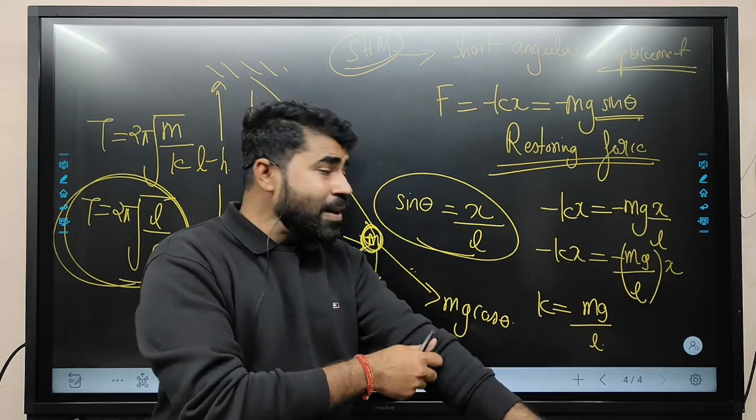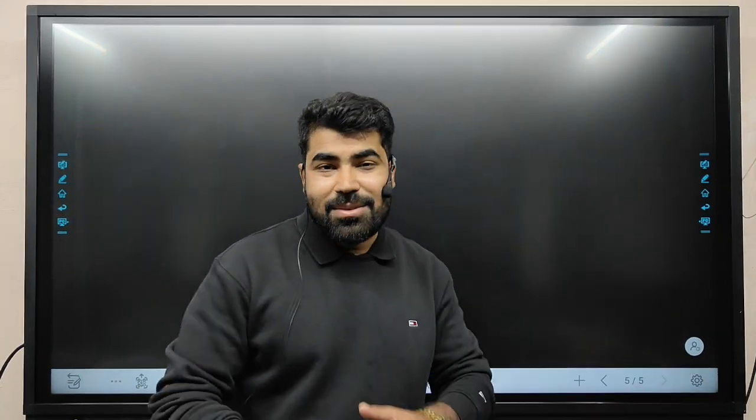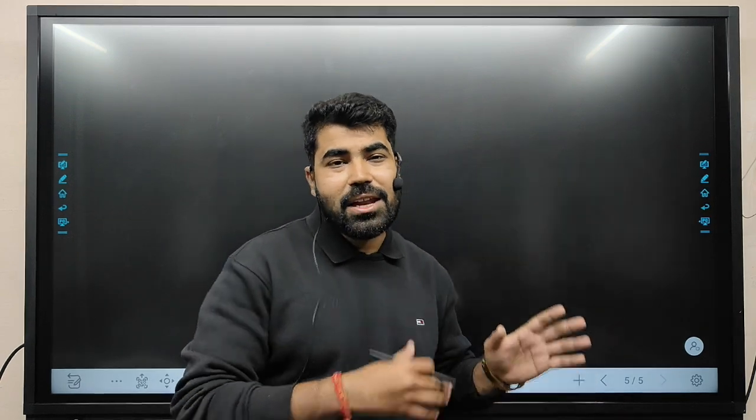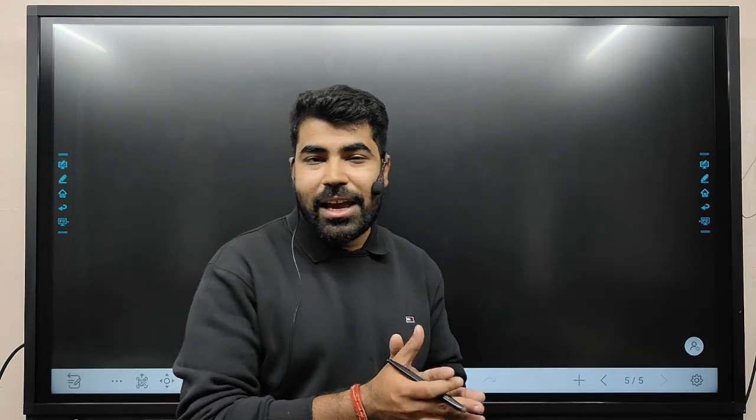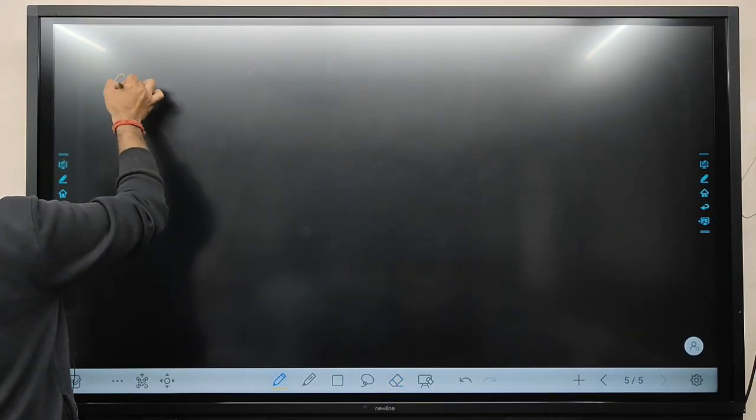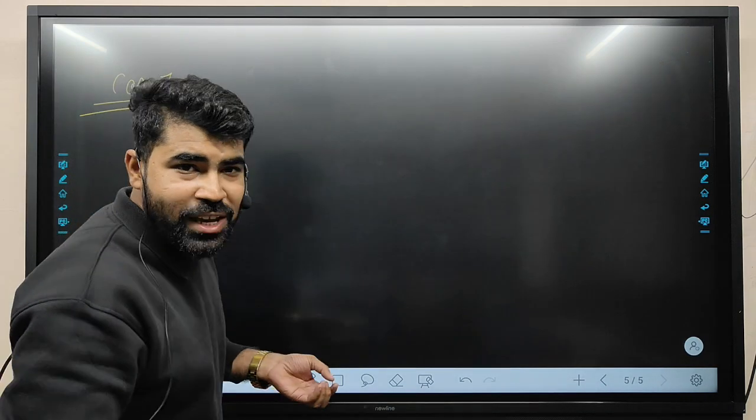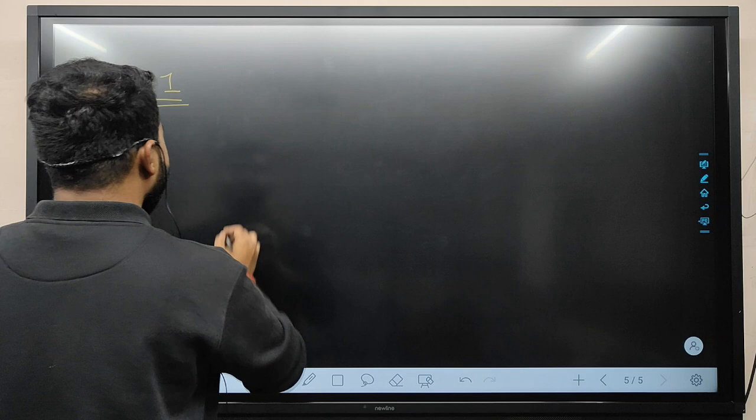Okay, now we will consider our case 1, in which we will calculate the time period of a pendulum in many situations. For example, case 1: our pendulum is moving in a car or a lorry.